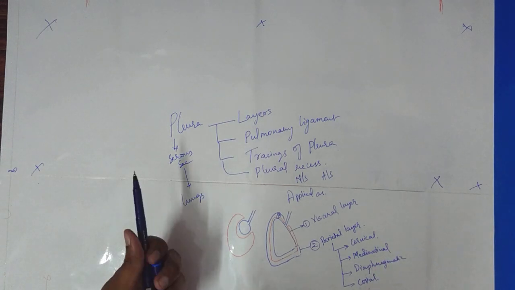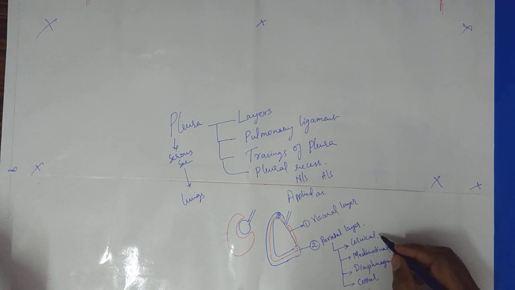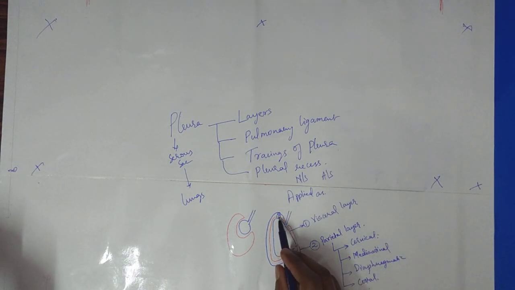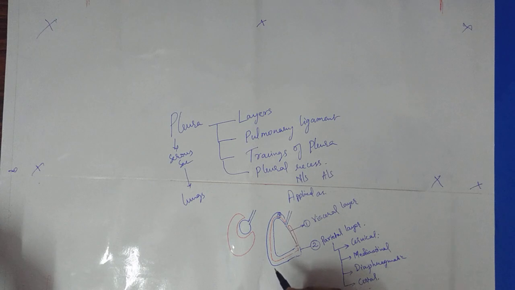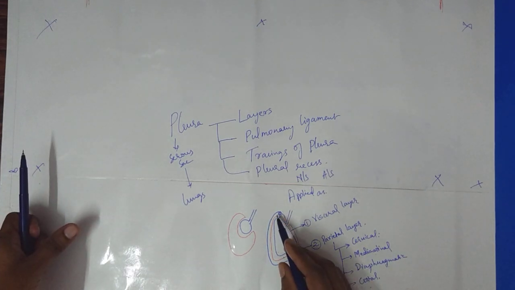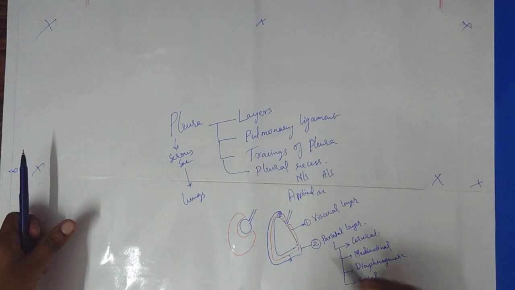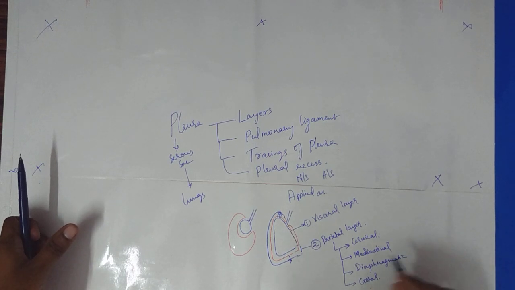So based on this, you can easily say where they are related. Cervical pleura is related with the apical part of the lungs. Mediastinal pleura is related with the mediastinal surface of the lungs. Diaphragmatic pleura is related inferiorly, where the lungs are separated from the abdominal cavity by diaphragm. And the fourth one is the costal pleura, which is lining the thoracic wall. So all these are nothing but the parietal pleura, which are named based on their location.